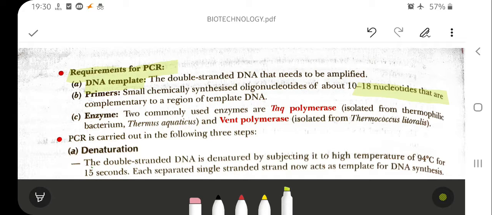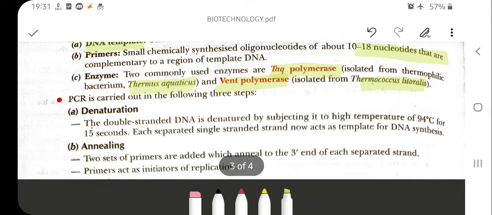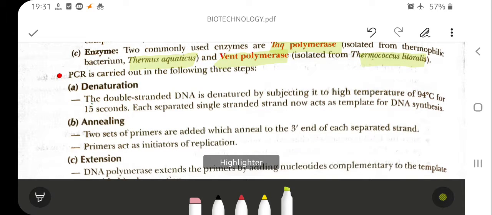Two commonly used enzymes are Taq polymerase, which is isolated from the thermophilic bacterium Thermus aquaticus. So the name is T and AQ, that is Taq polymerase. And the second is Vent polymerase, which is isolated from Thermococcus litoralis, that is the source of the Vent polymerase. So the steps, the first step is denaturation.